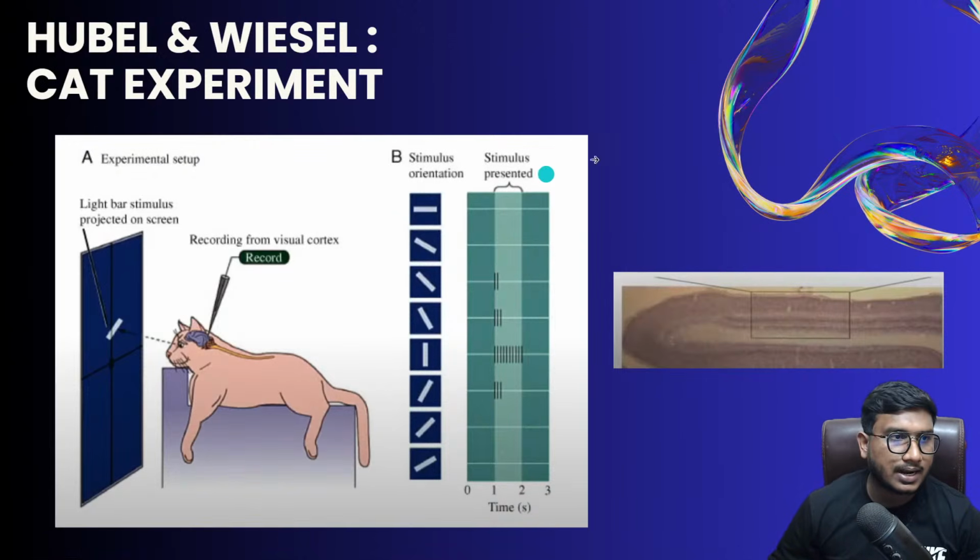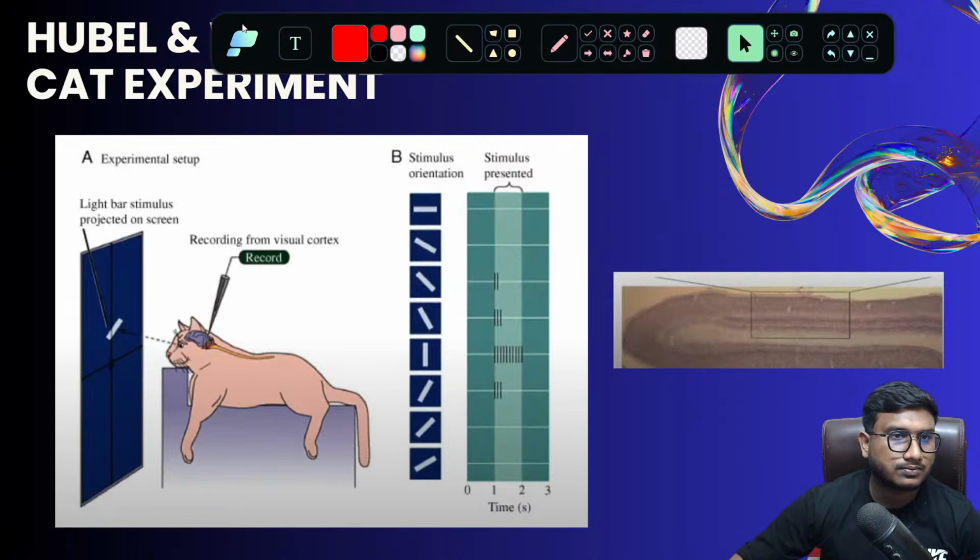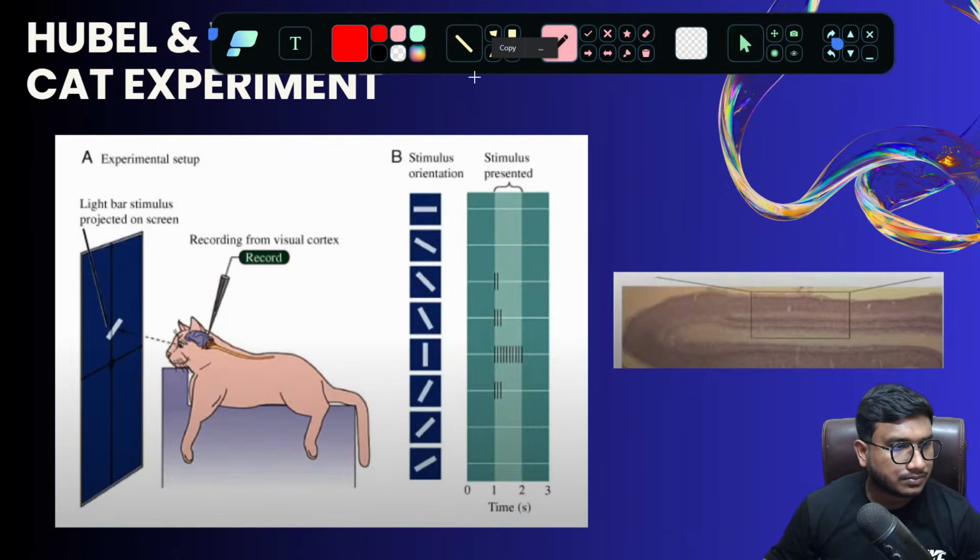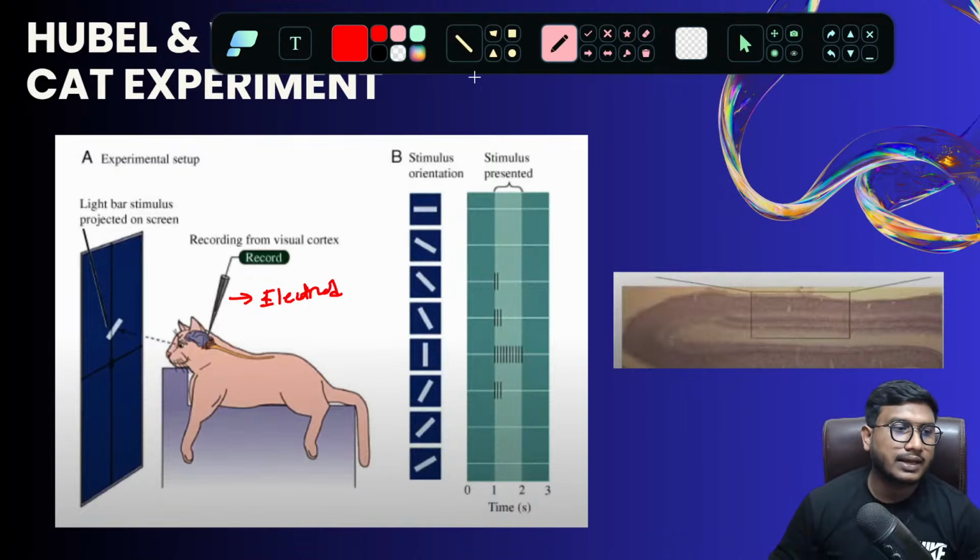I think you saw there was a cat. So let me show you. I think you remember there was a cat. This is the cat, and they gave anesthesia to the cat. That means this cat can't move. And this is the electrode, guys. They put the electrode in the brain. You can see in the brain of the cat.